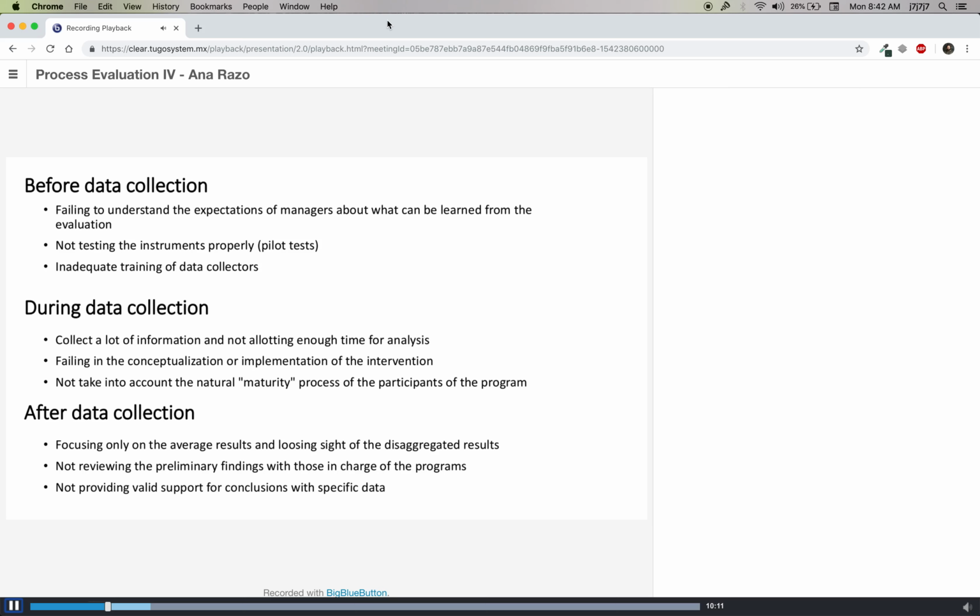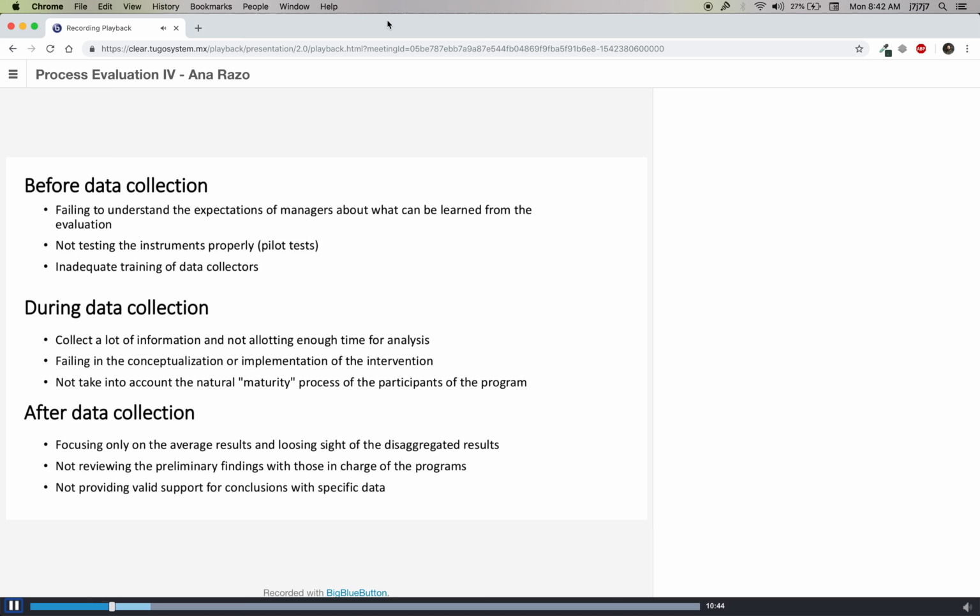And during data collection, you have to analyze the information that you're going to collect. Do not make the mistake, for instance, when you are there, of thinking that it is going to be better if you have all the information and then you will see what to do after. You need to have a clear goal. You do not need a lot of information. You just need the necessary information that is going to help you to conduct your process evaluation.